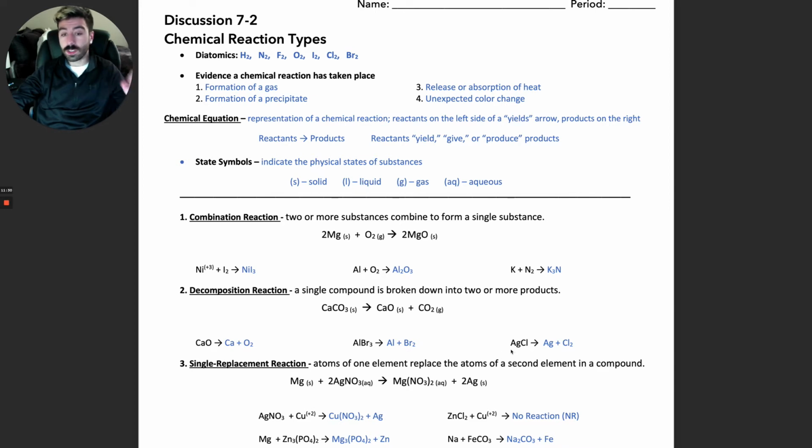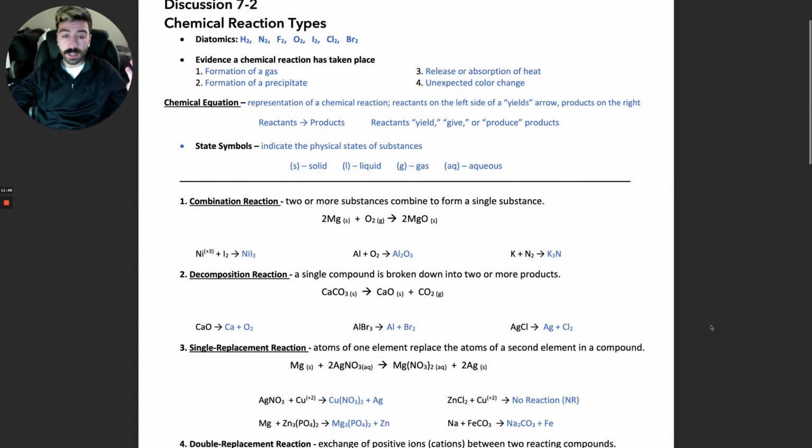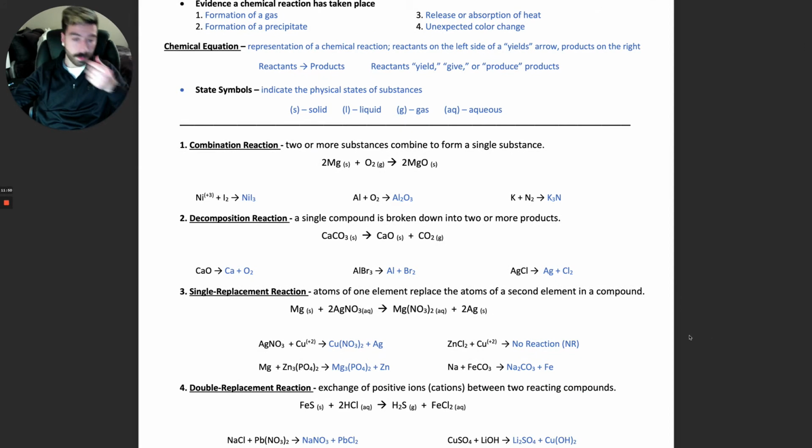Here we have silver chloride, right? Just AgCl. And that breaks up, as you would expect, into silver and chlorine. Silver is Ag, chlorine is Cl2, because it's a diatomic. Okay, so these are combination and decomposition reactions, and admittedly, they're pretty straightforward.